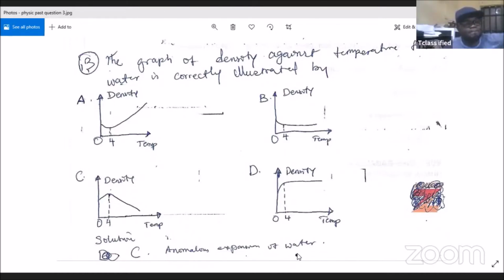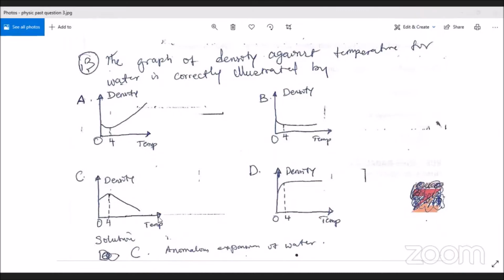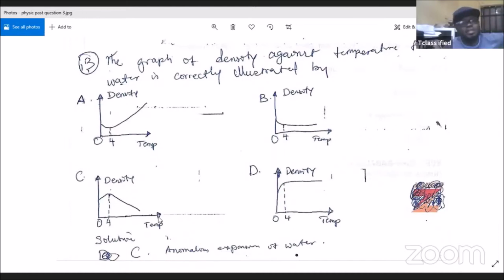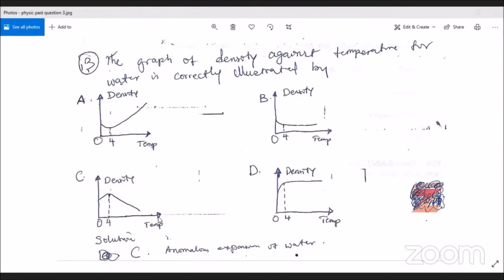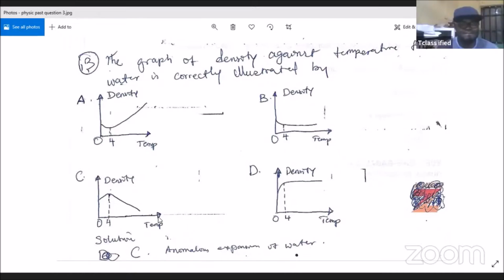So from 0 to 4, there is an increase, then furthermore, you have a decrease. So it must increase before it starts to decrease. Yes, and that makes C the right answer. And that is simply due to anomalous expansion of water. Okay. Are we together? Yes, sir.